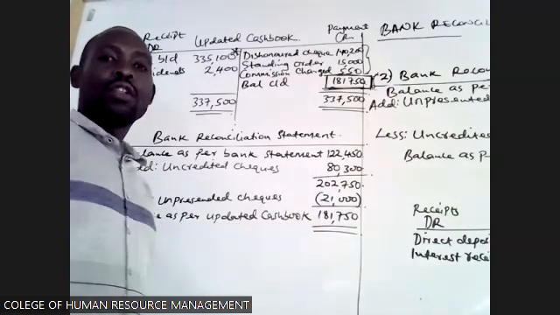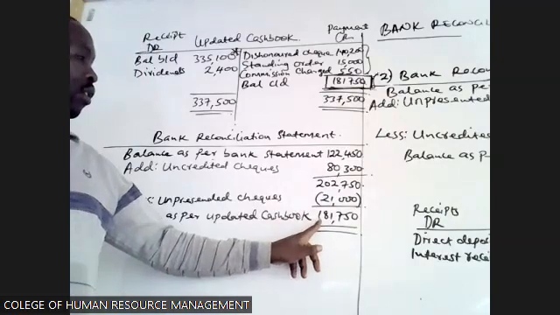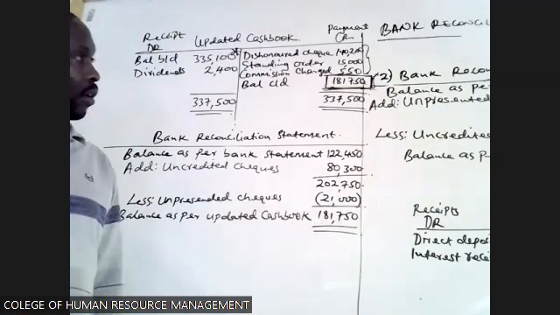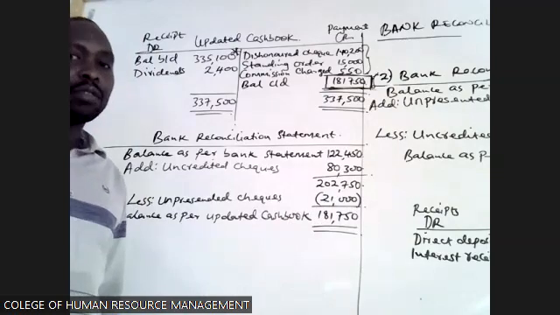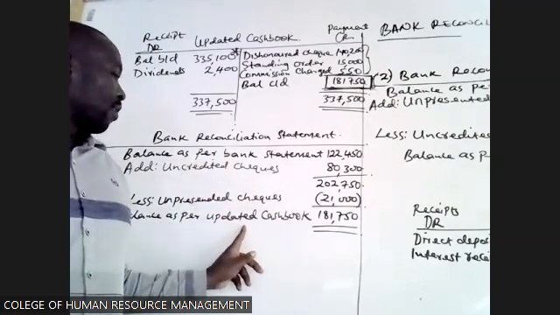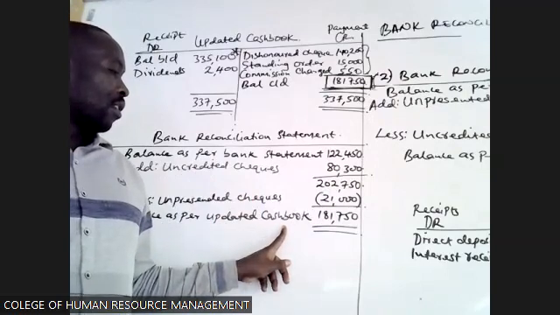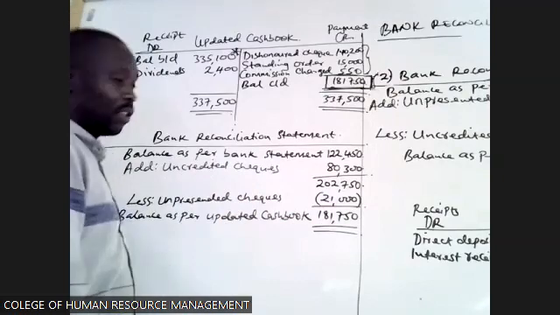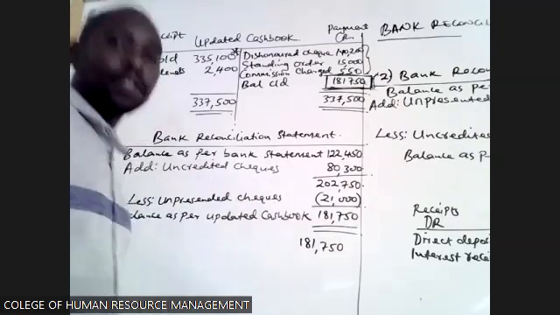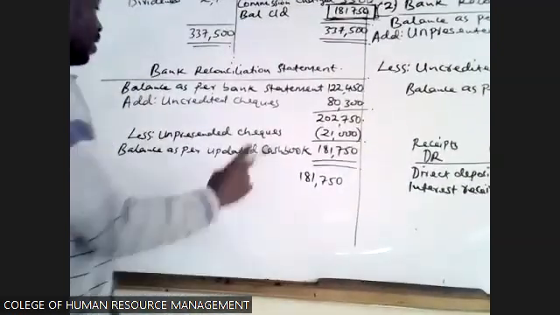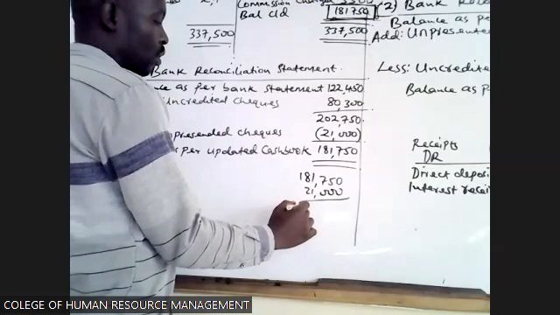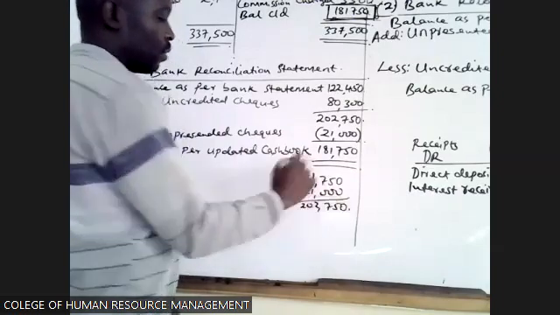So the 181 I compare with the one in the cash book, and the 124, because if I use the other method, as balance as per the updated cash book. Yes, use the updated one. I'm saying, Mwalimu, if I use the balance as per the updated cash book, I'll start with the 181,750. Then I add the presented checks, 21,000. Then I get 202,750.